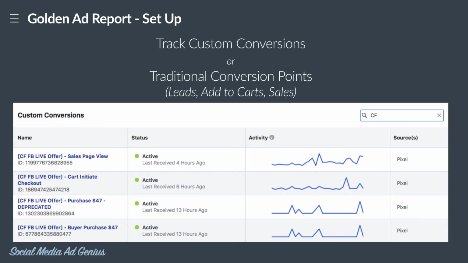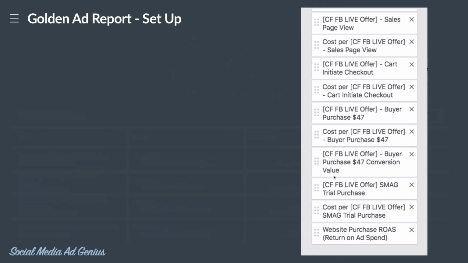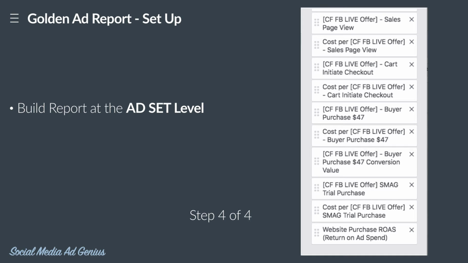But step by step, what we like to do is set up customized conversions so we're not just optimizing for add to cart or not just optimizing for purchase. What we're doing is we're optimizing for, not sales page view, cart initiate checkout for our ClickFunnels Facebook Live offer. Or we're optimizing for the purchase for $47. So, or we can optimize for the upsell later. But we like to do customized conversions, so we're optimizing for very customized things, and it makes it a little bit easier when it shows up in the reporting. For example, again, building at the ad set level, this is step 4 of 4.